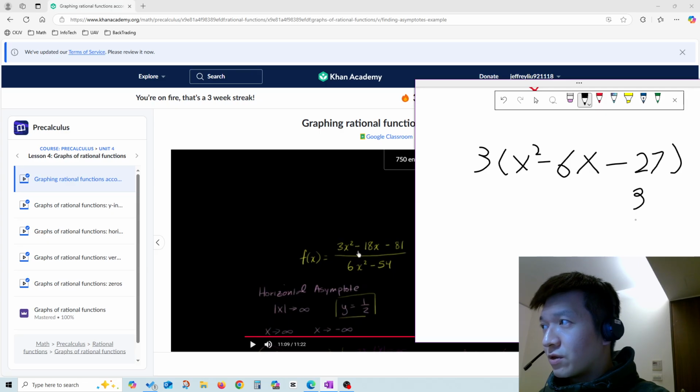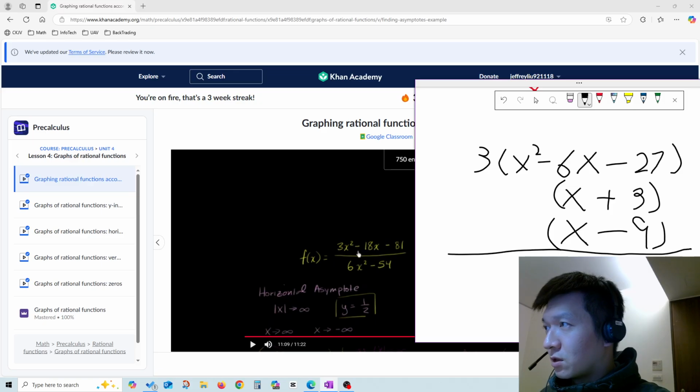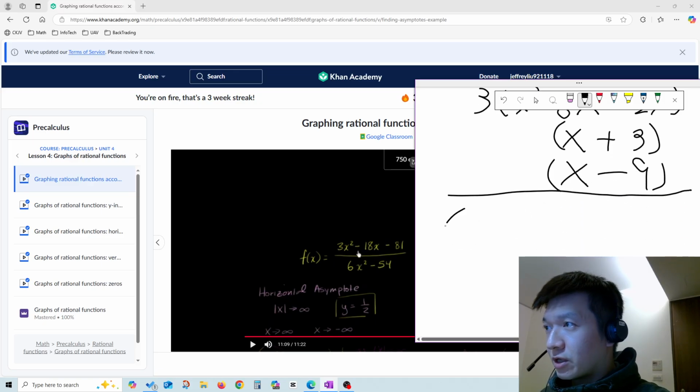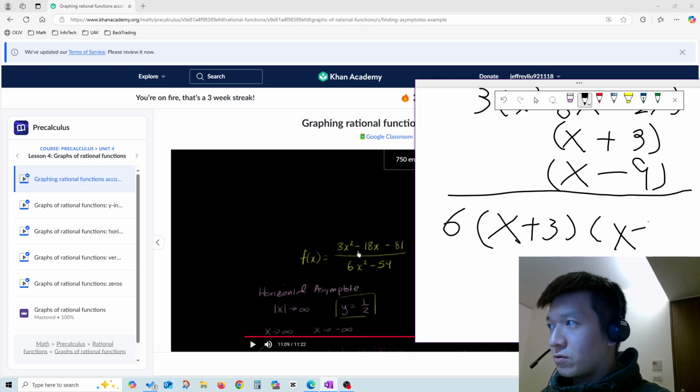And you have 3 and 9 over here. And you're minusing or deducting 9, and this is a plus right here. So that's your numerator. And how about your denominator? Just take out 6, x squared, and minus 9, right? So which is x plus 3 and x minus 3.